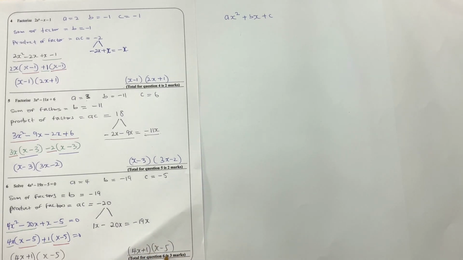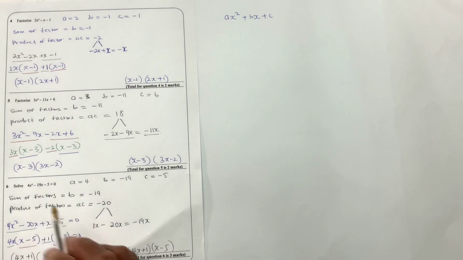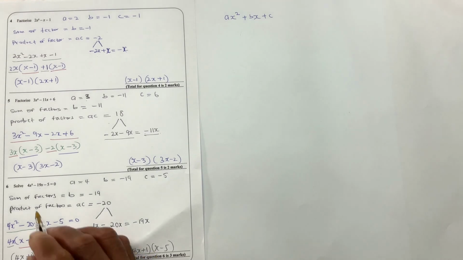So if I come back here and write it, 4x plus 1, x minus 5, those are the factors. If I expand this, I should get back there. 4x times x, 4x squared. 4x times minus 5 is minus 20x. X times x is plus x. 1 times minus 5, minus 5. Minus 20x plus x is minus 19x.